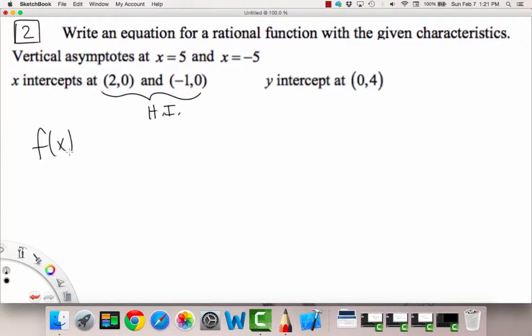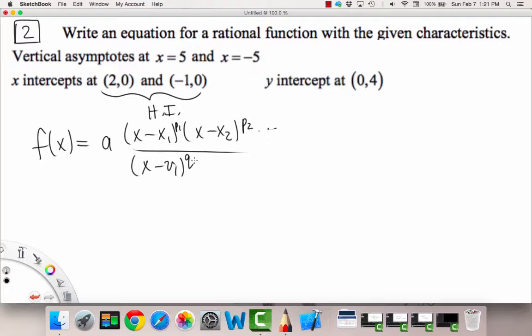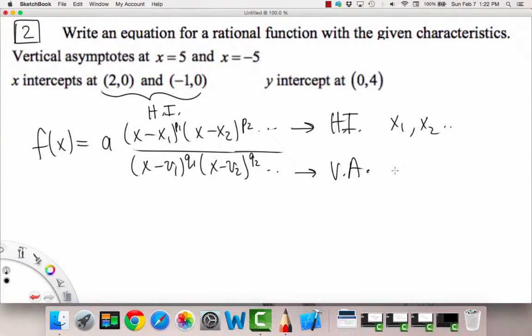Remember, the general form looks something like this, where we have x minus x1, x minus x2, and so on and so forth, over x minus v1 to some power, and then x minus v2 to some power, all of that stuff. On the top, we get our horizontal intercepts. Those are our x1, x2, and so on. And on the bottom, that gives us vertical asymptotes, the v1 through v2. All of that stuff, okay?